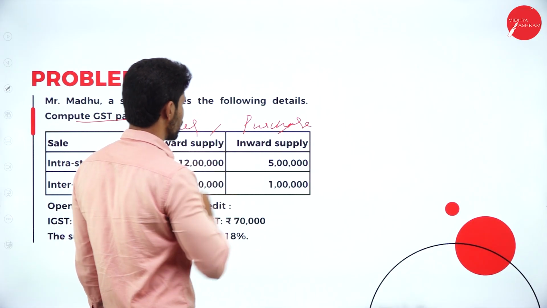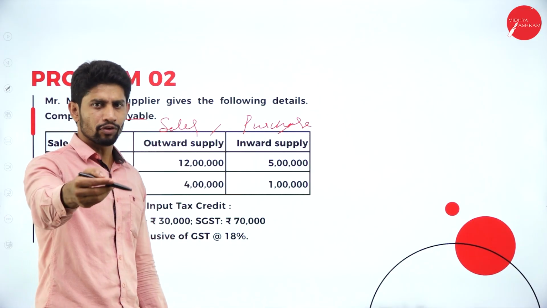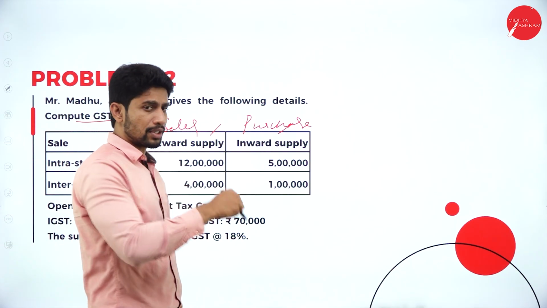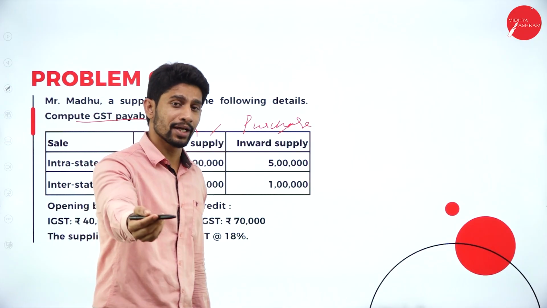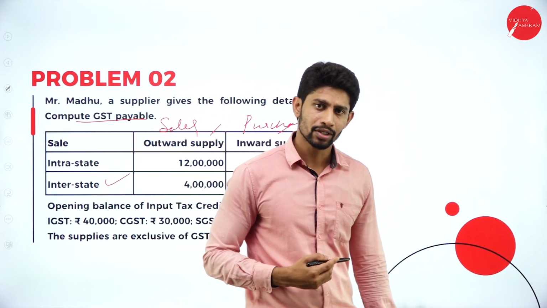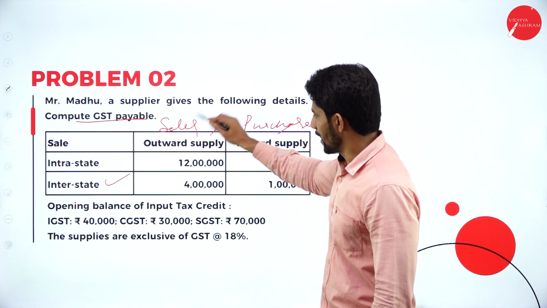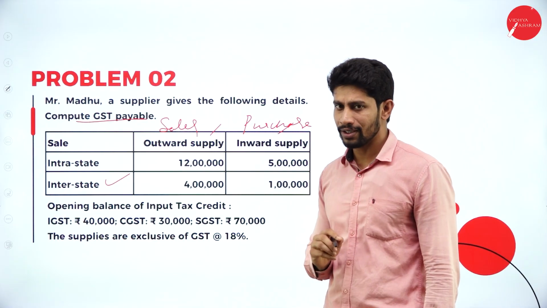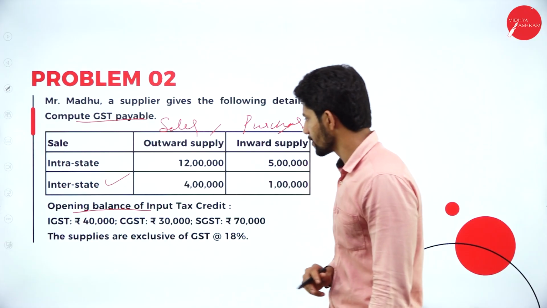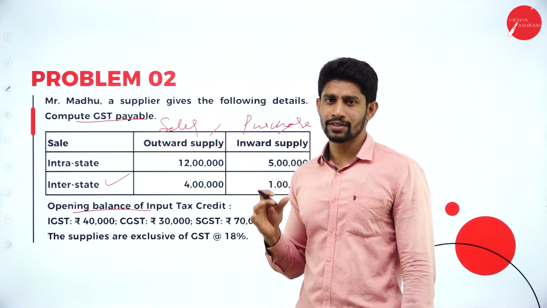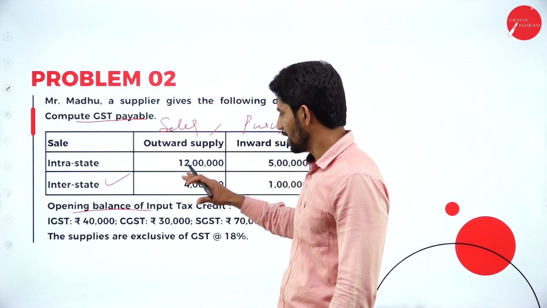So what will happen here? Sales is nothing but you will be collecting the tax and remitting it to the government. Purchase is nothing but you will be paying the tax to the supplier from whom you are purchasing the goods or the raw materials or the inputs. Sales is given, purchase is given, and the opening balance of input tax credit is also given. That is the opening ledger balance of your ITC.